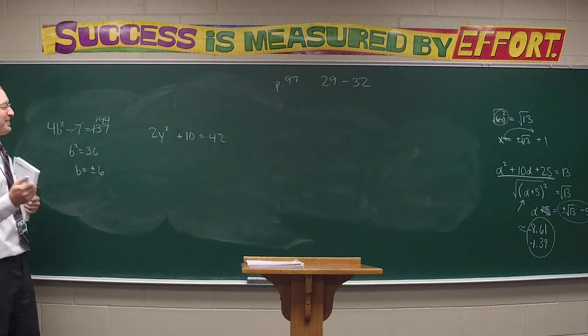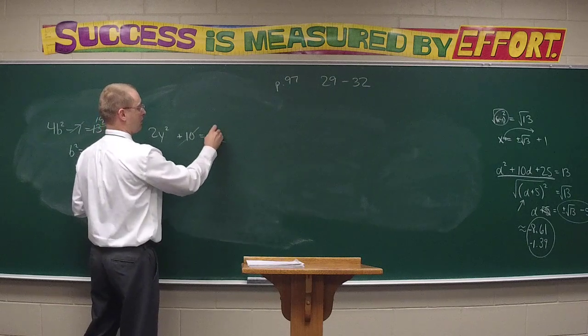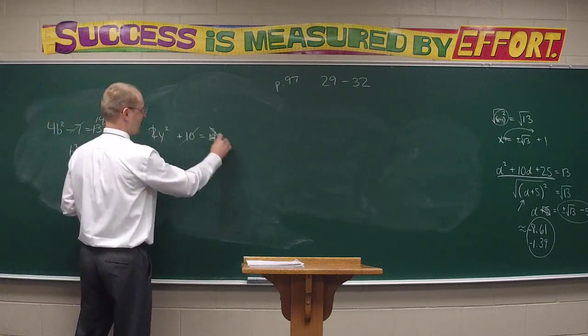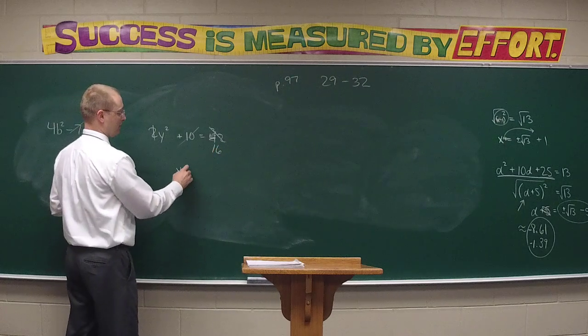Subtract the 10 to get 2y squared equals 32. All right, and then what? Divide by 2 to get y squared equals 16. And then y equals positive negative 5.